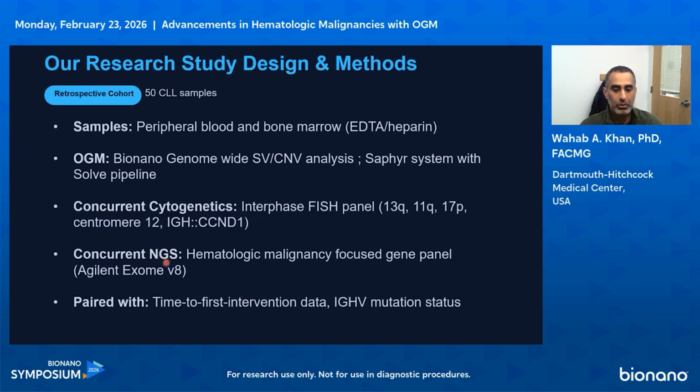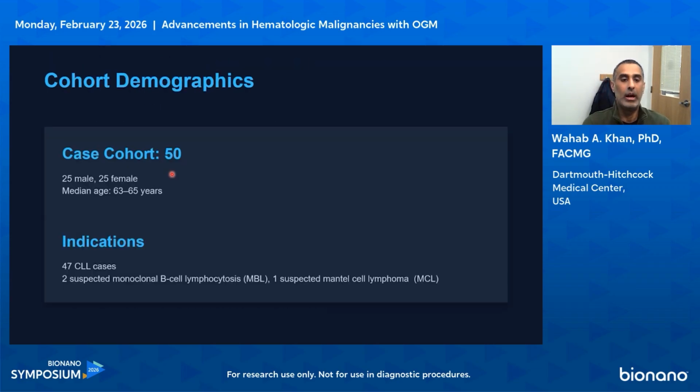Concurrent NGS was also performed as part of a 90+ gene panel off of an exome backbone, and then we paired this with time to first intervention data and IGHV mutation status. So we were fortunate to have other data points in addition to pair with our structural variant analysis with OGM. So cohort demographics, as I said, this is the 50 of these that we included in this analysis. We've since then expanded on this.